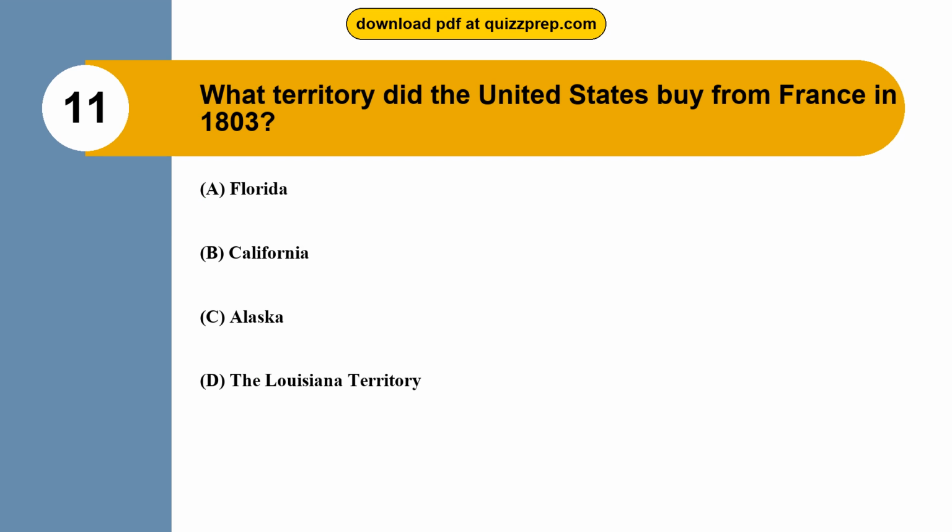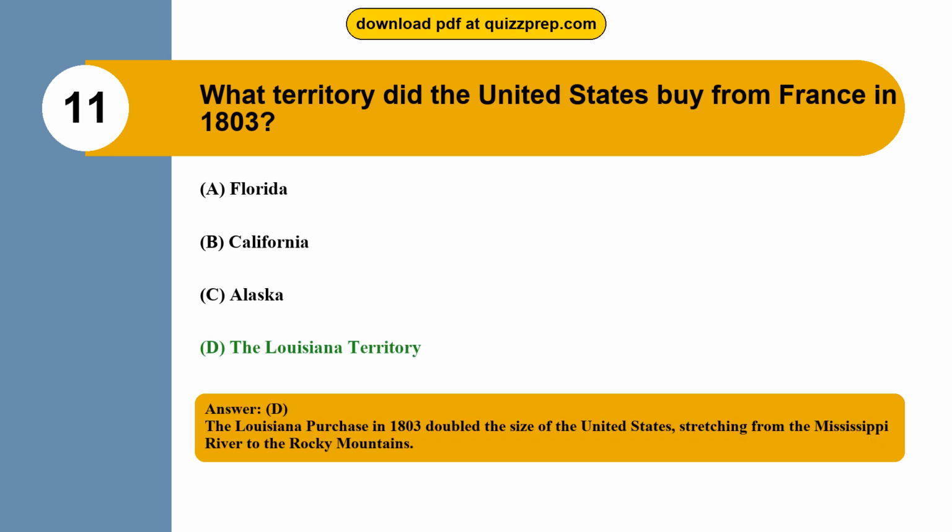Question 11. What territory did the United States buy from France in 1803? Option A. Florida. Option B. California. Option C. Alaska. Option D. The Louisiana Territory. The correct answer is option D. The Louisiana Territory. The Louisiana Purchase in 1803 doubled the size of the United States, stretching from the Mississippi River to the Rocky Mountains.